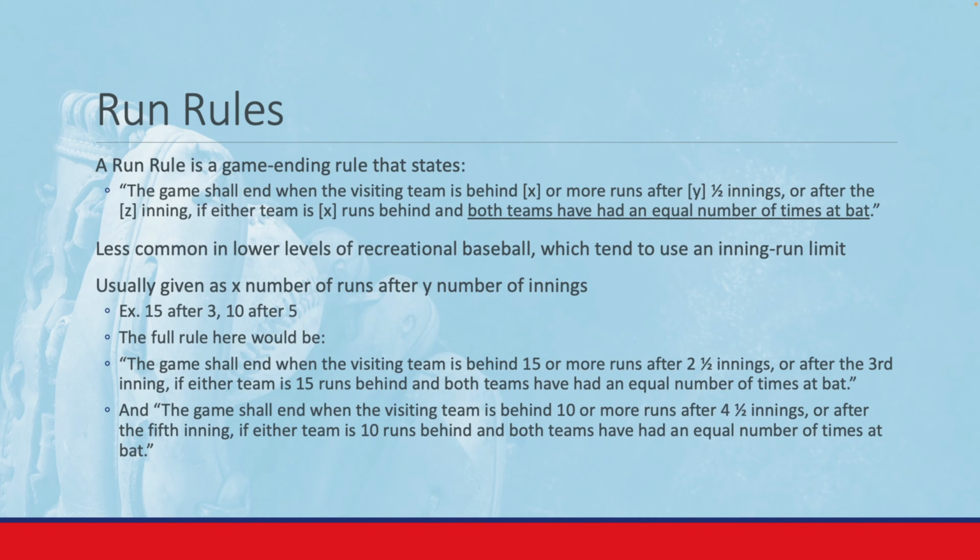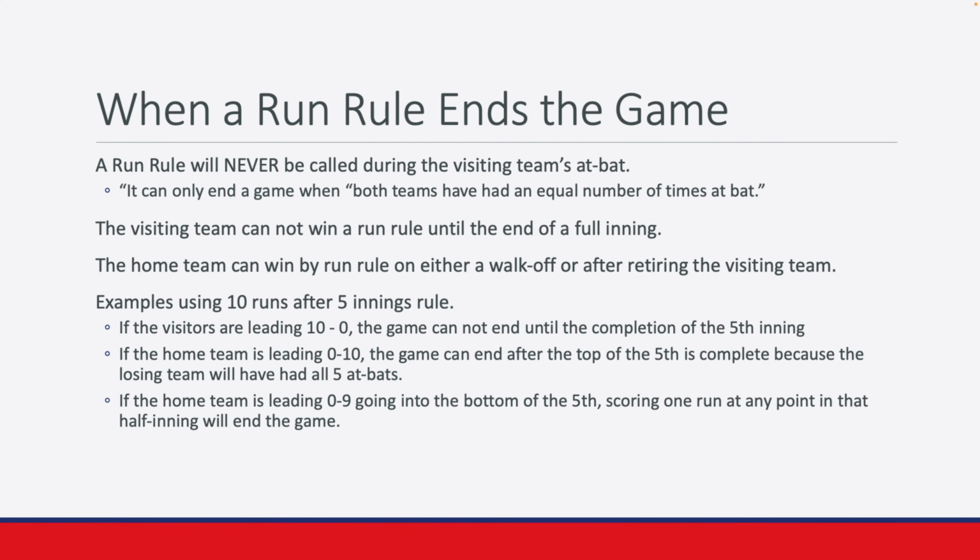Now this rule continues with the 10 after 5, and that would read, the game shall end when the visiting team is behind 10 or more runs after 4.5 innings, or after the 5th inning, if either team is 10 or more runs behind and both teams have had an equal number of times at bat. Again, let's talk about when a run rule ends the game. A run rule will never be called during the visiting team's at bat.